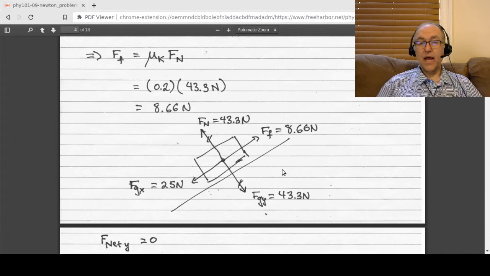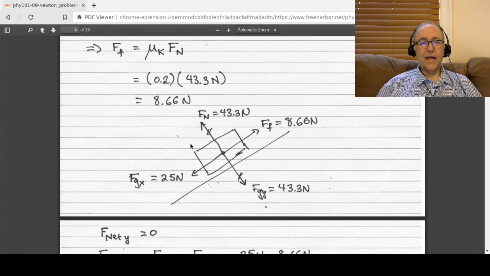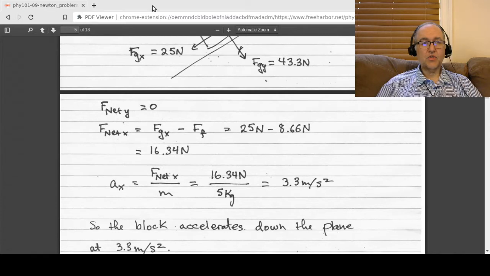If you look at this diagram, the y components cancel, but the x components don't. The 25 newtons is being countered by that 8.66 newtons, and it's winning, but it's not the total. And so the net force in the y direction is zero, we just said that, but the net force in the x direction is going to be FGX minus FF. So it's 25 newtons pulling you down, but 8.66 pulling you up, for a total of 16.34 newtons. There's your net force along the x direction.